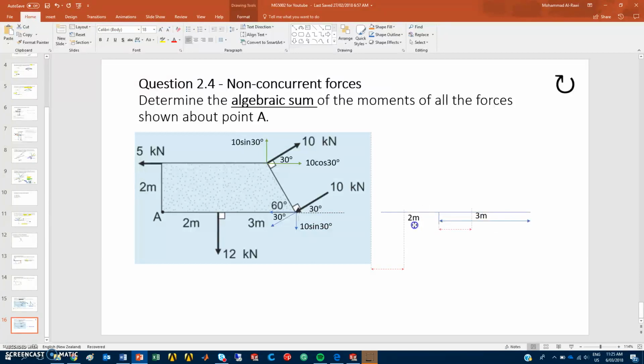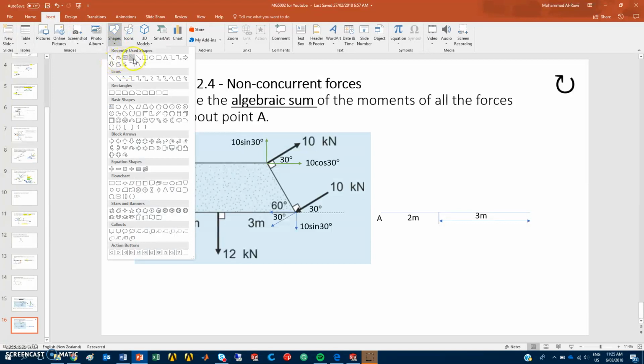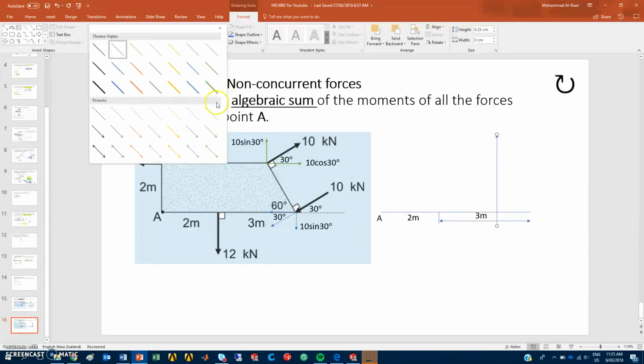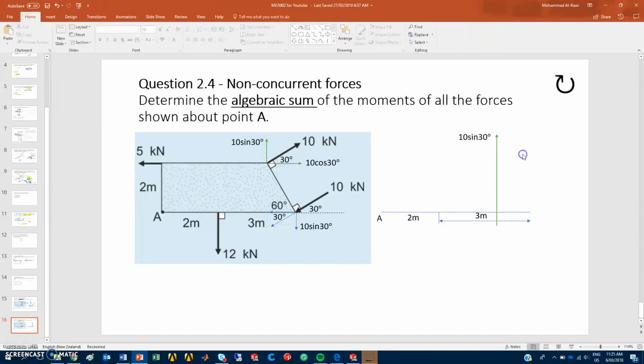I'll bring it here. To be more clear, the point I'm trying to find is A, so replace this by A. Here is 3 meters. Here is 2 meters. Now, the action force for 10 sine 30 is passing through that point, so it's about that direction. That's the green force, which has the value 10 sine 30. So I'll put here 10 sine 30.